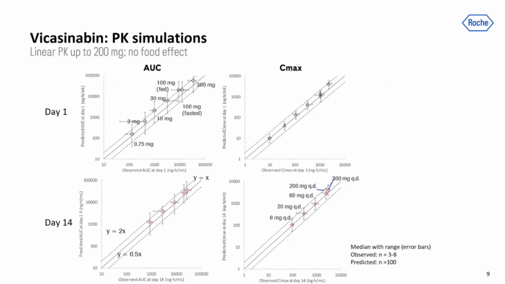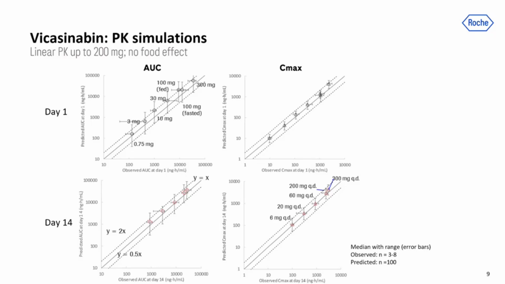Then going to the verification part, again we compare our PK prediction to the clinical data when these data are available. And here is the AUC and Cmax comparison, on day 1 and on day 14 after multiple dosing, QD. You can see AUC and Cmax show a more or less linear trend, and also are within twofold error predictivity. This shows our model is really capturing the PK profile of this compound Vicasinabin.